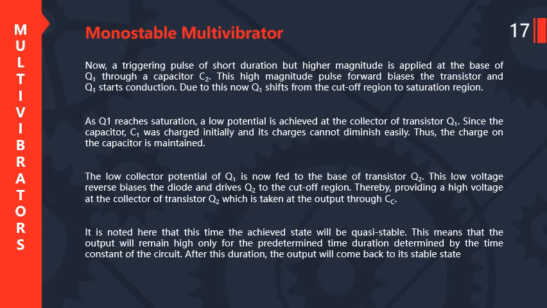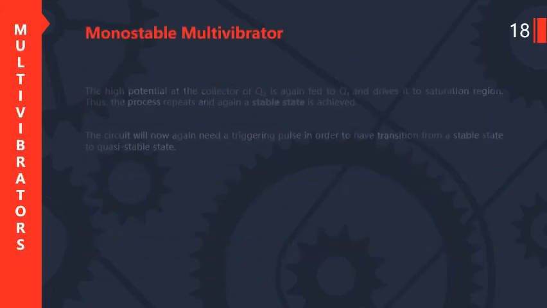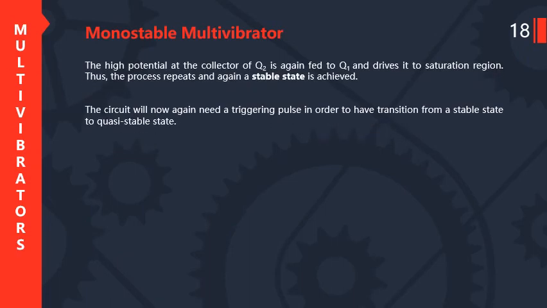It is noted here that this time the achieved state will be quasi-stable. This means that the output will remain high only for a predetermined time duration determined by the time constant of the circuit. After this duration, the output will go back to its stable state. The high potential at the collector of Q2 is again fed to Q1 and drives it to the saturation region. Thus, the process repeats and again a stable state is achieved. The circuit will now again need a triggering pulse in order to have a transition from the stable state to the quasi-stable state.